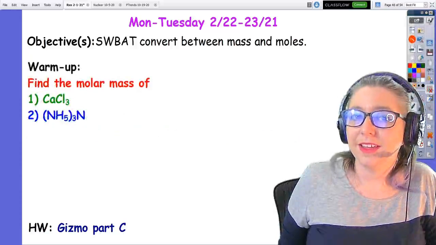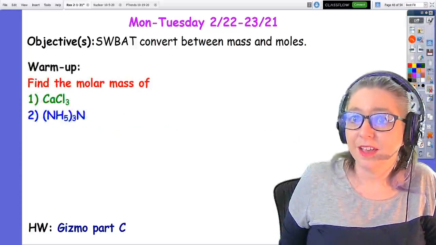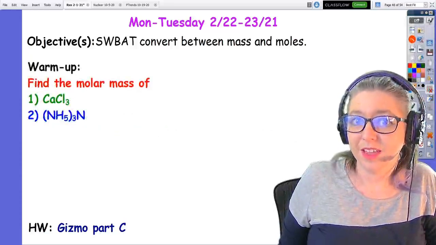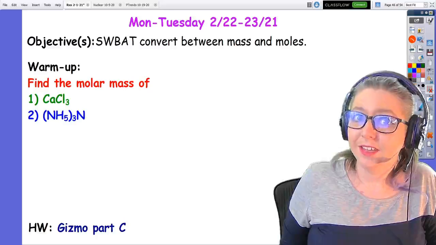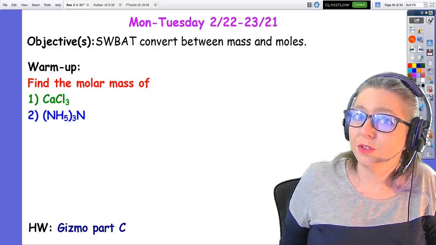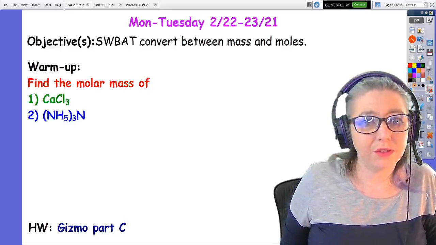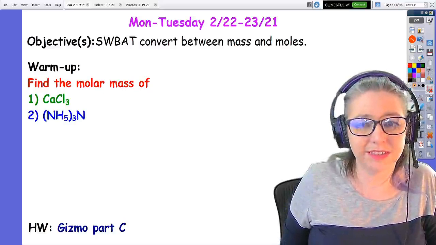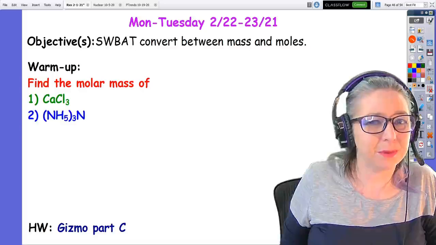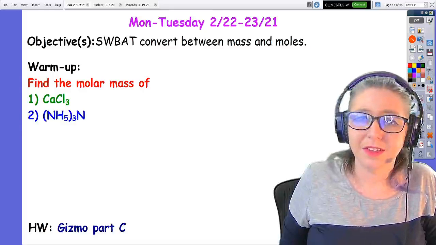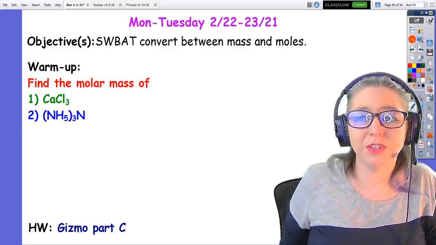So our warm-up today asks you to find the molar masses of CaCl3 and NH5,3N. And I should warn you, I did Google proof these. If you try to Google this, it's going to try and correct you since these are kind of impossible molecules. So you got to try and you got to go through those motions.